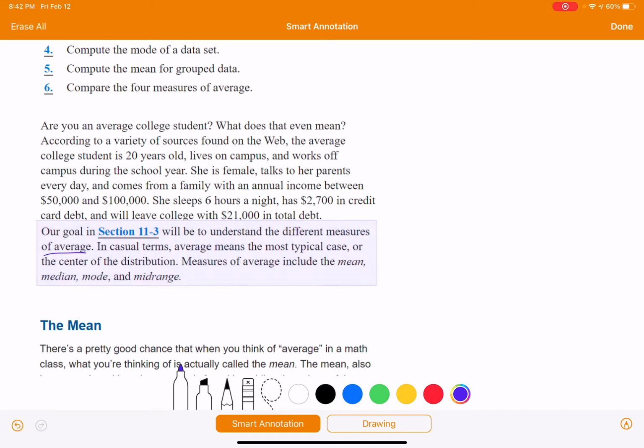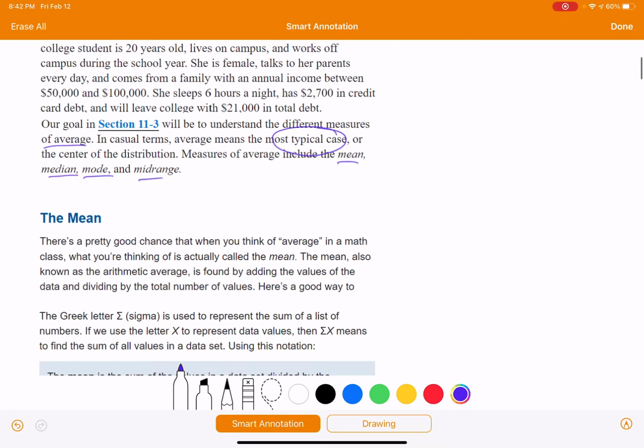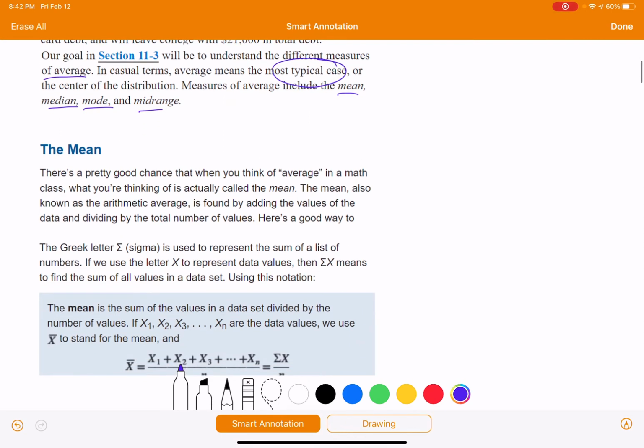In casual terms, average means the most typical case or the center of the distribution. Measures of average include mean, median, mode, and mid-range. The mean is where you add everything up and divide it by how many you see. That's the average, what we usually think of when we hear mean. The mean is also known as the arithmetic average. It's found by adding the values of the data and dividing by the total number of values.